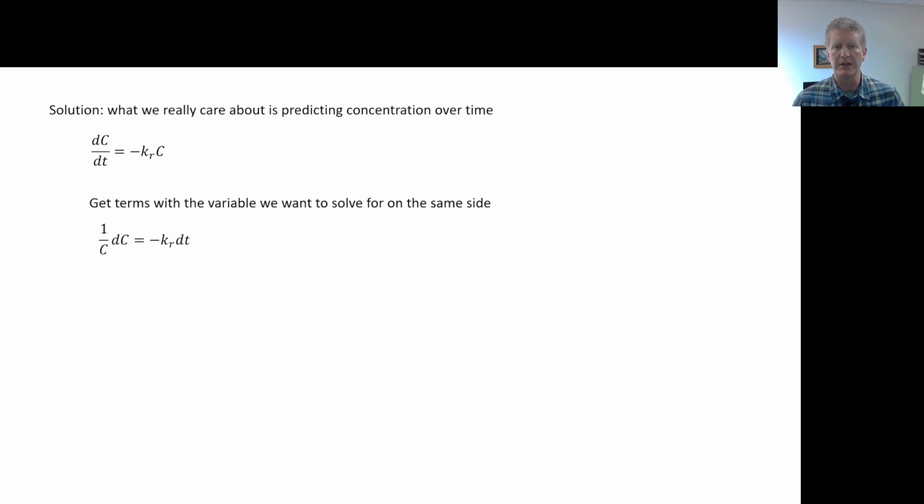We need to get the terms with the variable we are solving for on the left side of the equation. In other words, we need to divide both sides of this equation by c and multiply both sides by dt to get this result. Now the calculus kicks in, and we recognize that getting rid of the d's requires some integration. We might also recognize that minus Kr is a constant with respect to time and can be pulled out of the integral on the right side of this equation.